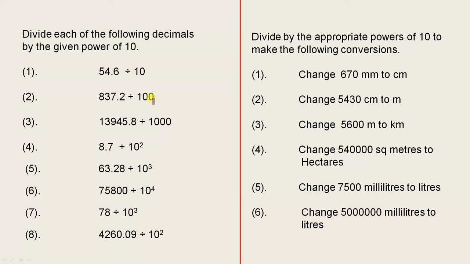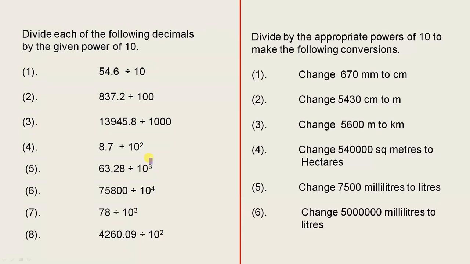This number is divided by 100, we know that 100 is 10 squared. So the power is 10 to the power of 2. So we know what to do when we're dividing by 10 squared. We're dividing this number by 1,000, which is 10 to the power of 3. And the lesson is quite clear on what happens in that regard.